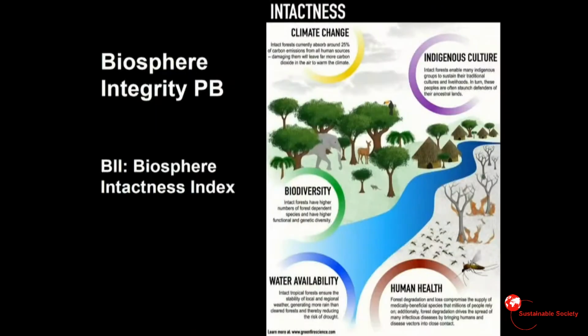This is an example of how complicated these are. This is the biosphere integrity planetary boundary, and it links to other ones. It's based on biodiversity and the functioning of the biosphere. But it relates to climate change, it's linked to water availability, and it has impacts for human health and indigenous cultures and so on. So when you dig into the planetary boundaries framework, there's a lot of science that goes in to determine where these boundaries actually lie.